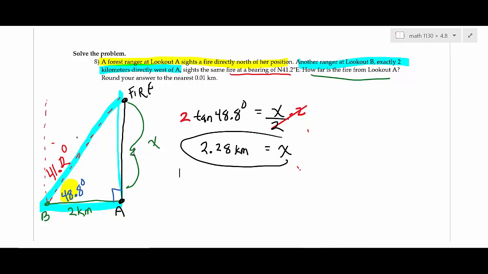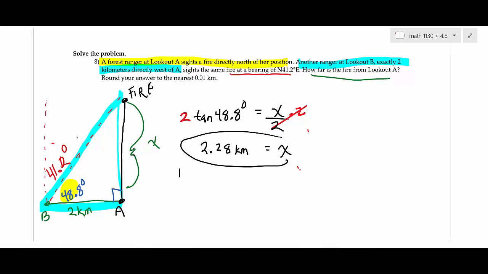Okay? Does that make sense, what I did on that problem? The key thing is understanding that the bearing gave that angle, so you had to find that angle in order to work with your triangle. Any questions on that? Are we okay with what I did?